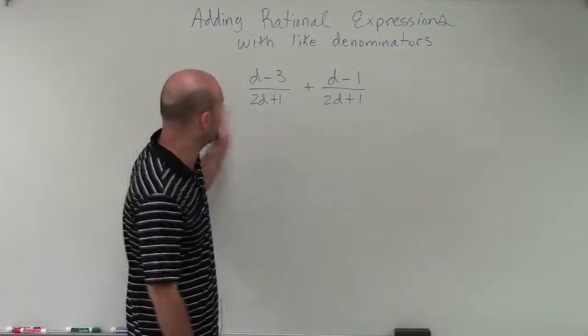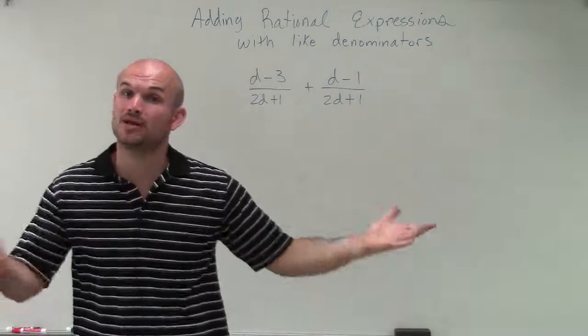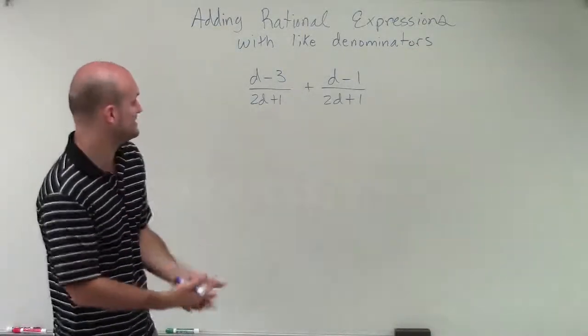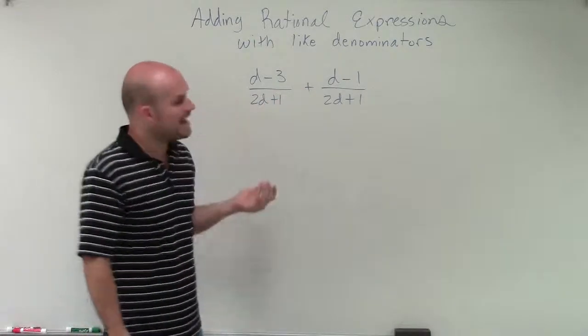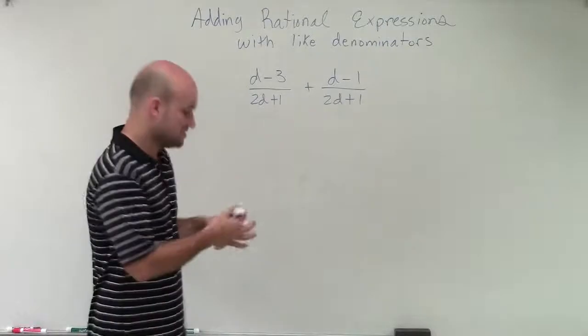I have (d − 3)/(2d + 1) + (d − 1)/(2d + 1). So what we need to do in this example is add these, combine these up. We see here we have an addition symbol, and when adding these with other denominators, we notice that they do have the exact same denominator. So that's going to be very cool.